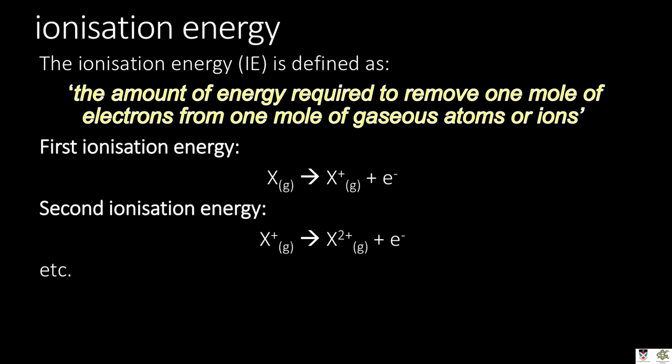If they ask for second ionization energy, then we start with ions with a charge of 1+, again in the gas phase, remove 1 electron from each of those ions, 1 mole of those ions, to form ions with a charge of 2+. And remember to add these state symbols. If you do not include them, they won't give you the mark for this question.